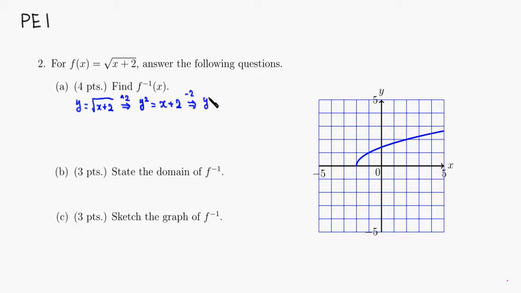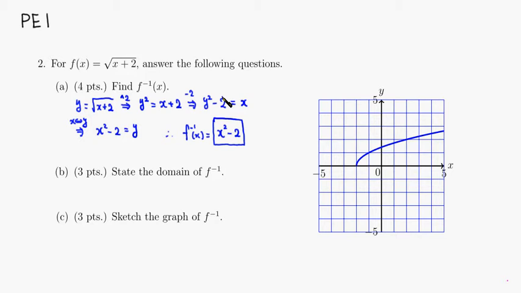So we have y squared minus 2 is equal to x. And then we're going to switch x and y. So we're going to have x squared minus 2 is equal to y. Therefore the formula for f inverse is going to be x squared minus 2. So that's the formula.